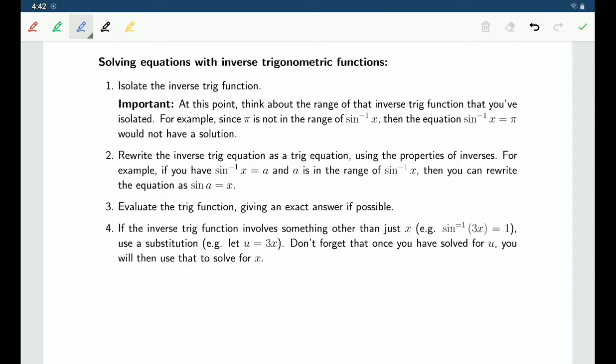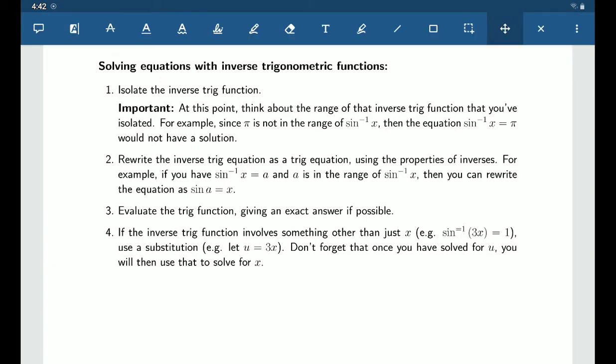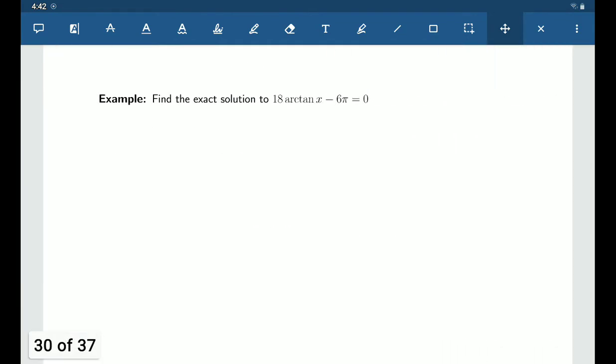And then don't forget that once you've solved for u, you still need to tell me what your answer is in terms of x, so go backwards and use that to solve for x. And we'll see a couple of examples of that as we go ahead. So let's start with the first example.